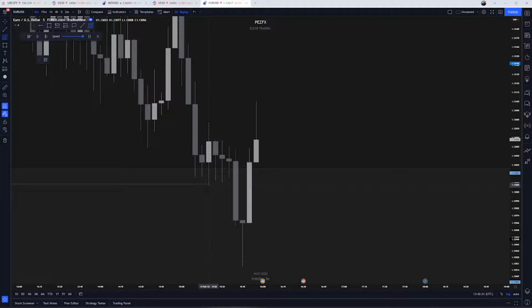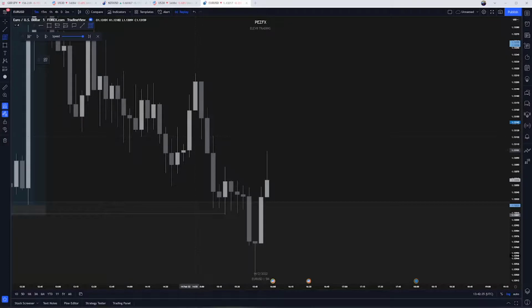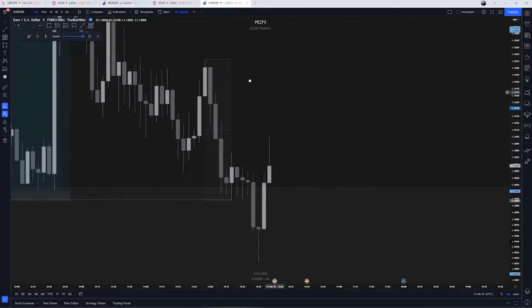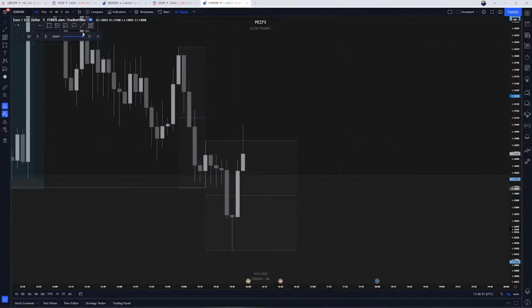So if we mark up our ranges, starting from the top, we've got a bearish range here. Obviously we're looking for buys, so we want to see a bearish range broken to the upside. So we then get a bullish candle, and then price then takes the low of that. So we're now between this high and this low. So that's our new bearish range. And obviously you can see we break to the upside here.